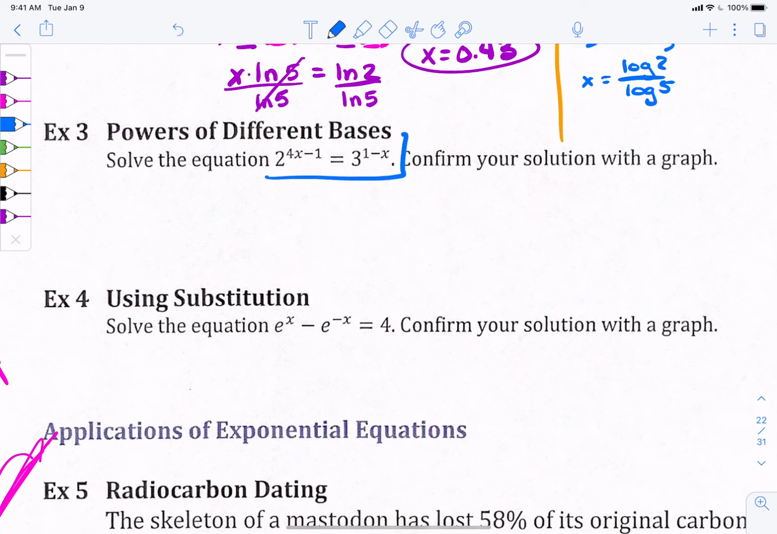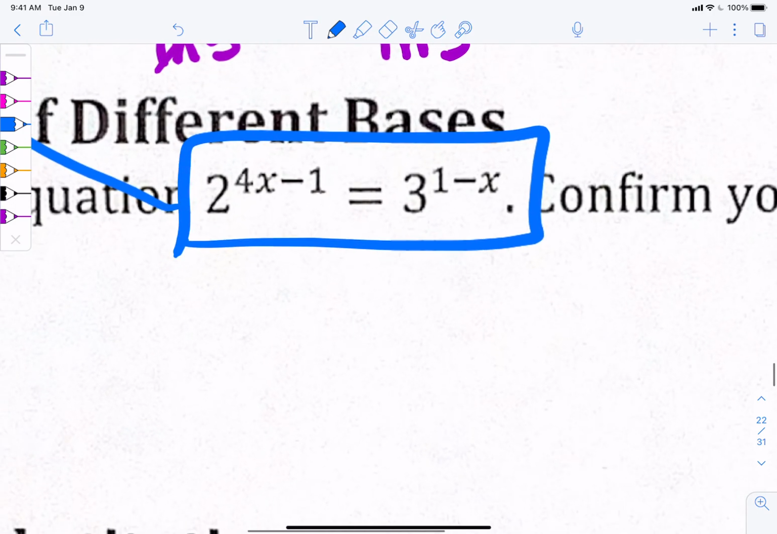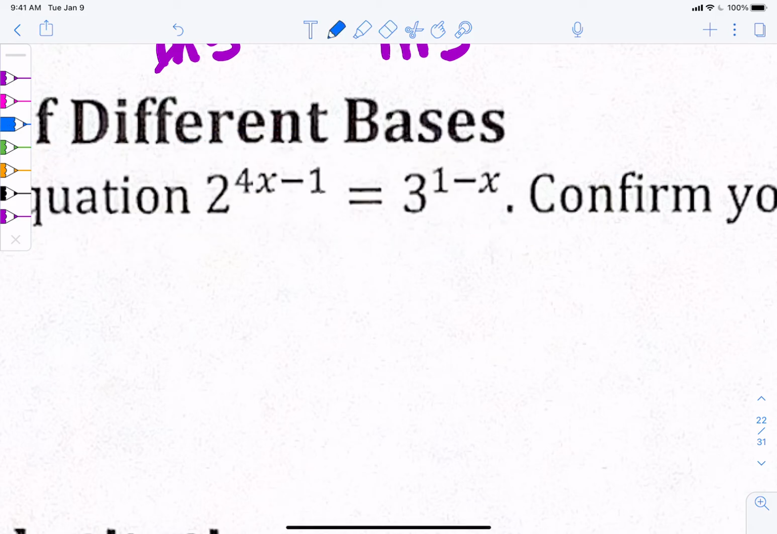They have this one right here, which is the same as example 2, but just a little bit uglier, okay? So here we go. 2 and 3 are my bases. So strategy number 1, I try to get those the same number. Can you write 2 and 3 as the same number? Like 3 can be written as 2 to some power. That doesn't work, right? So we do number 2, we're going to ln, or you can do log, it doesn't matter. I like to use ln.